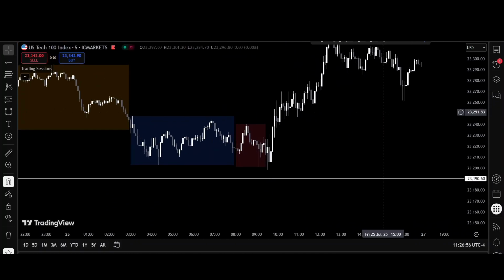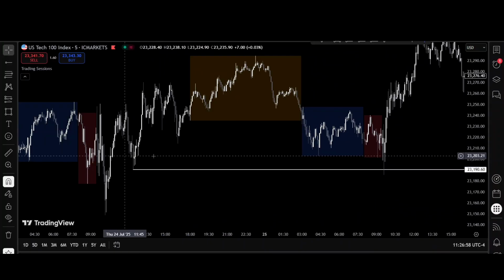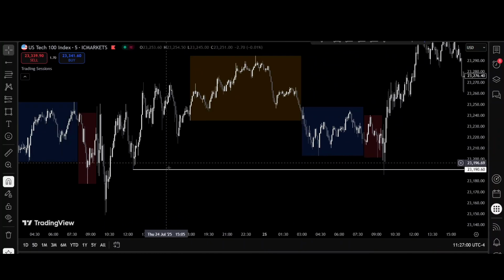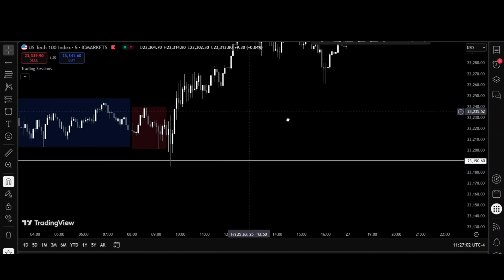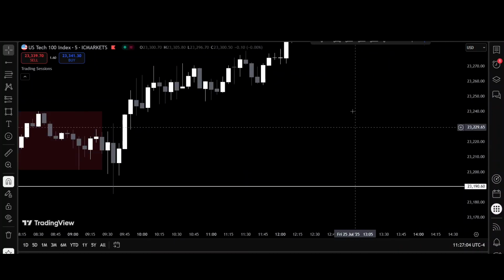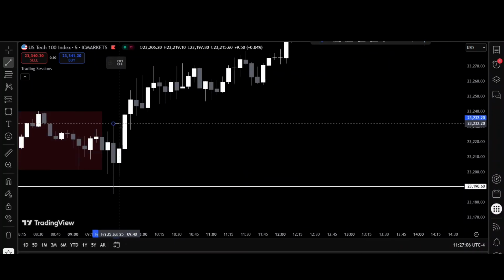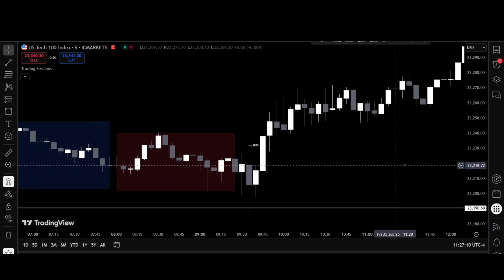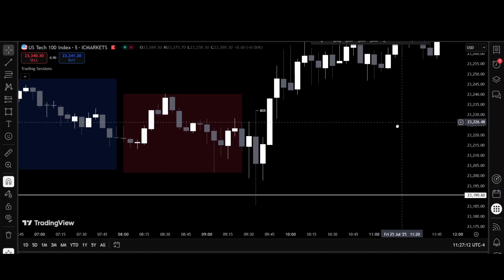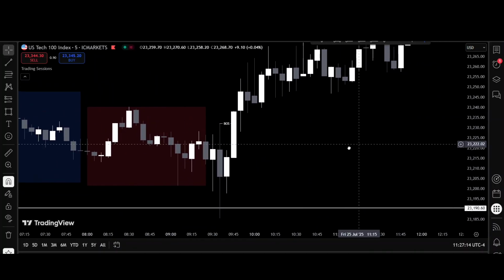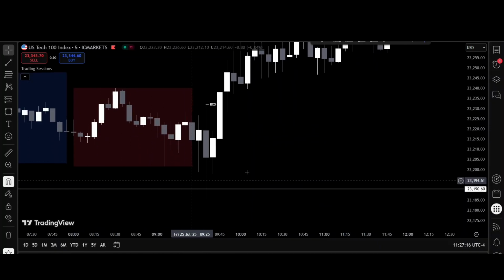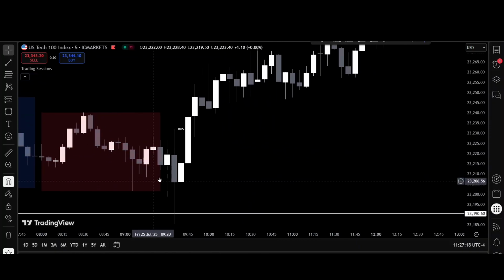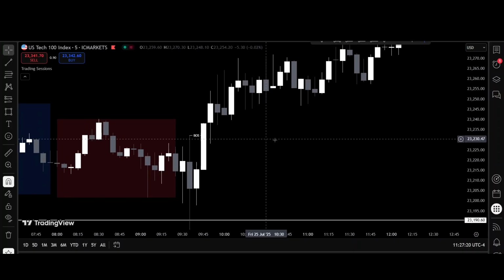Next, we got an area of liquidity right here, hourly low. We swept that hourly low. What happens? We broke structure to the upside after a sweep. This is a sign for potential reversal. That's why we use order flow. After sweeping the low, order flow flipped bullish on the 5-minute.